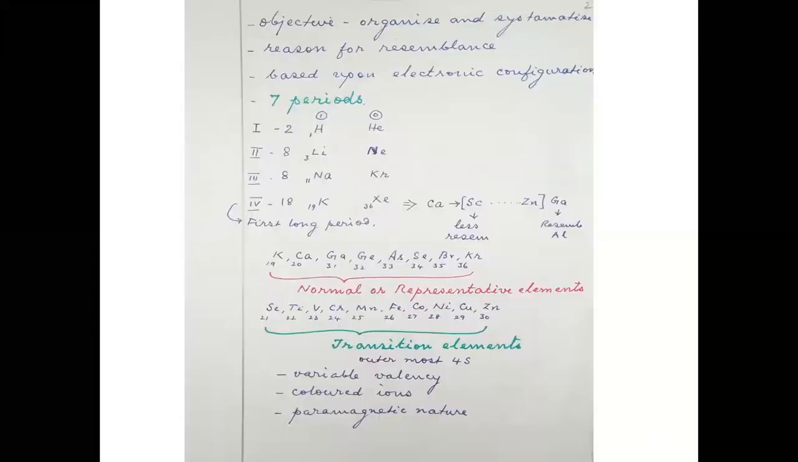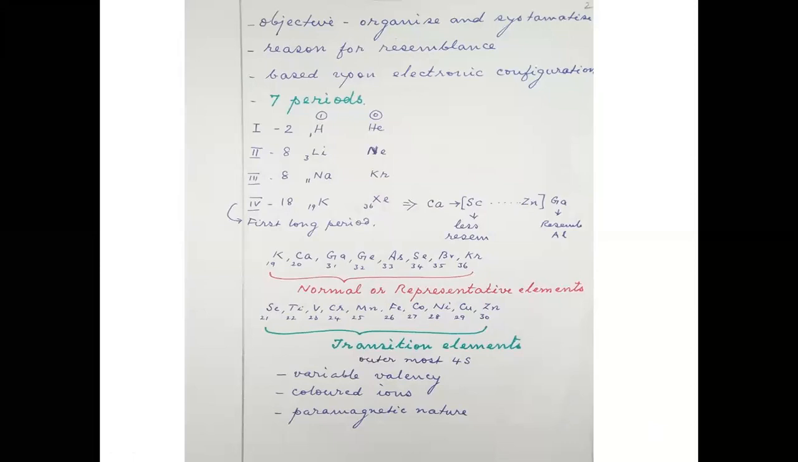So the potassium, calcium, gallium, germanium, arsenic, selenium, bromine, and krypton are called normal or representative elements. Whereas scandium, titanium, vanadium, chromium, manganese, iron, cobalt, nickel, copper, zinc are called the transition elements. But they all have the common outermost electronic configuration, that is 4s. Sometimes it is 1, sometimes it is 2.